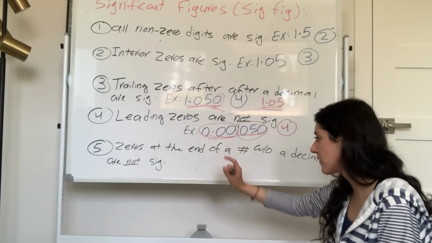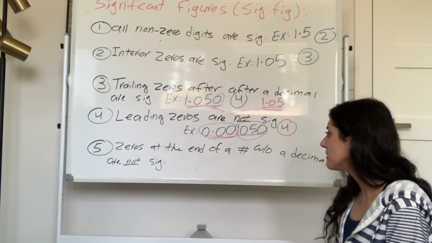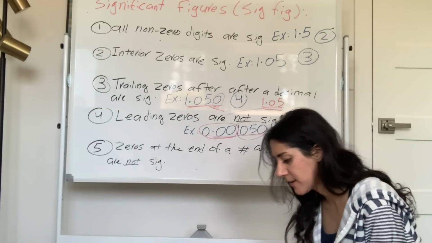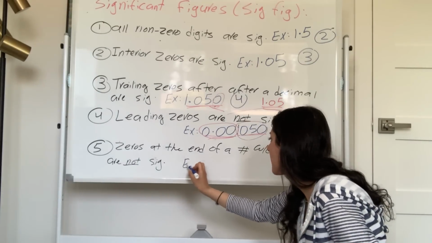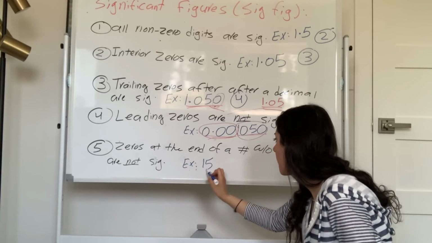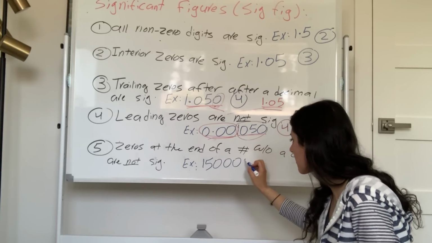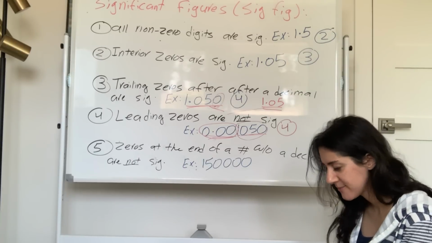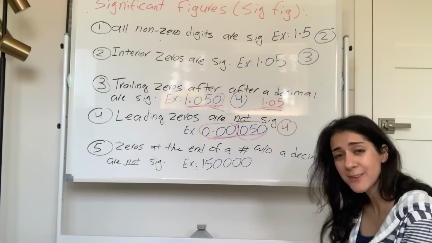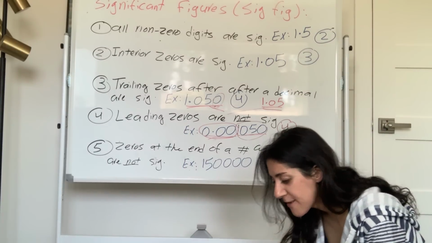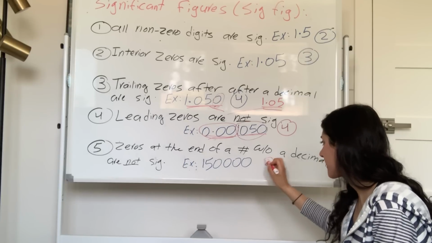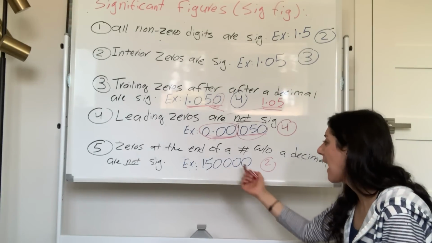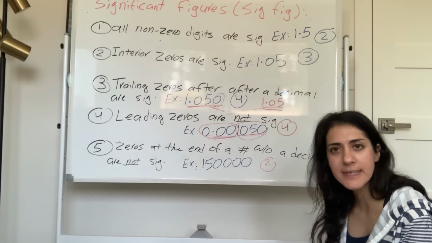These are not significant. Zeros at the end of a number without a decimal are not significant. So here is an example. 150000. How many Sig Fig is that? That's only 2 Sig Fig. If there is no decimal place, the zeros after a number are not significant.